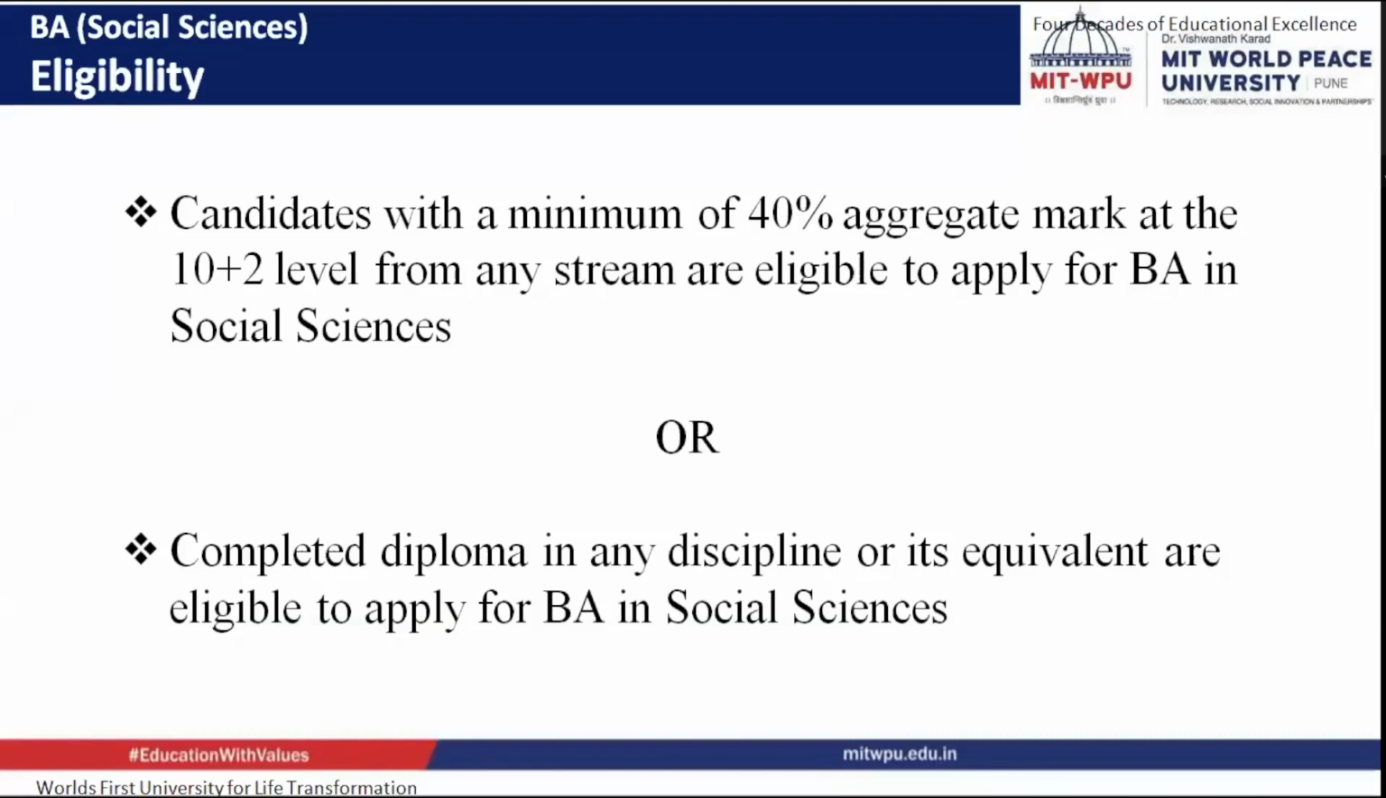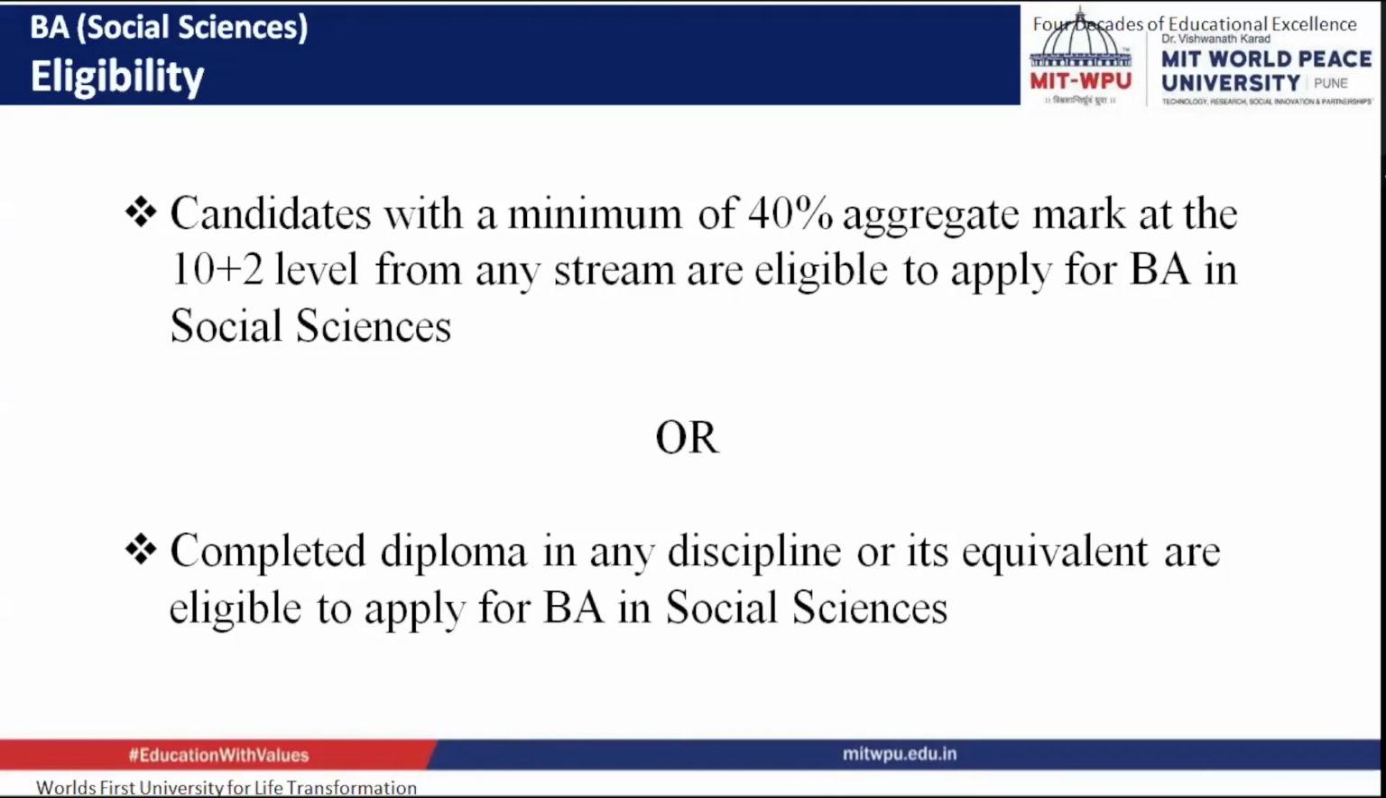Now, let me briefly introduce you to the eligibility for this program. Any candidate with a minimum of 40% aggregate marks at the +2 level from any stream is eligible to apply for the BA in Social Science. Remember, +2 level from any stream. And some of you must have done a diploma in any discipline which is equivalent to the +2 program. They are also eligible to apply for the BA in Social Sciences.